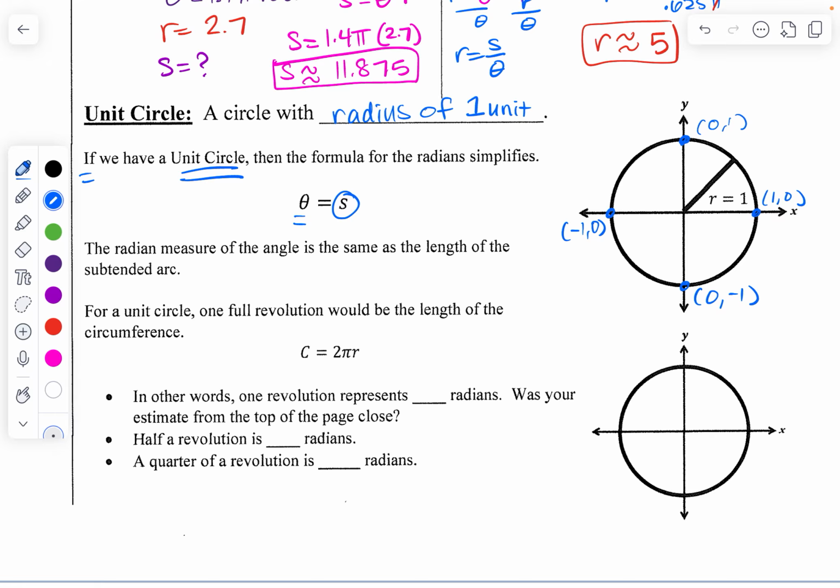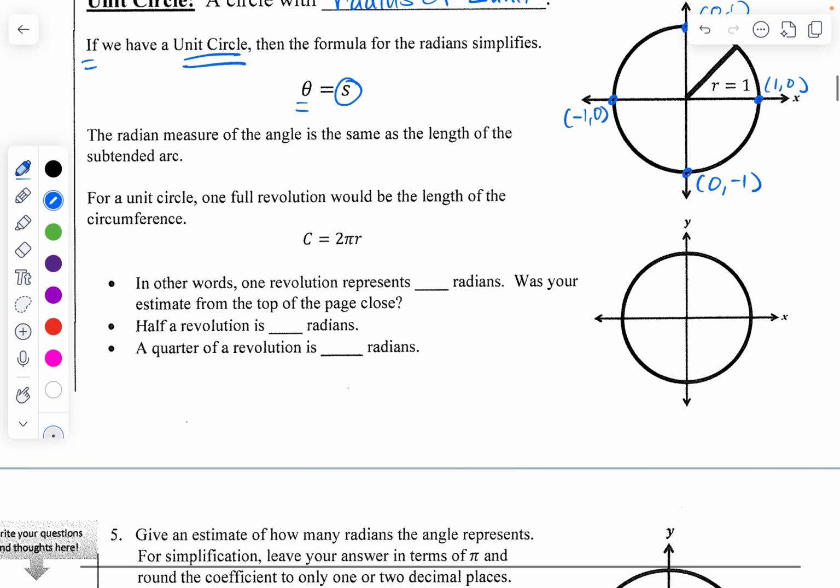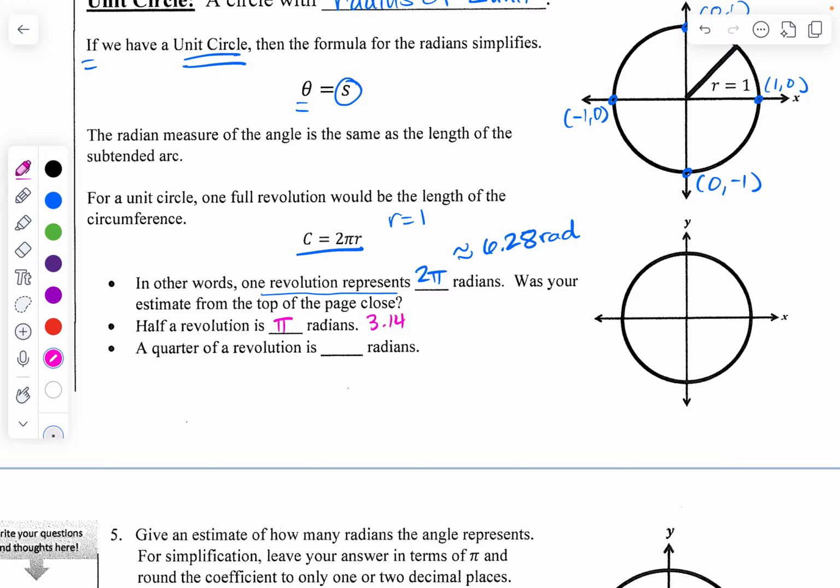With that said, let's move on. This is really important to remember with a unit circle. The circumference is 2 pi r, and if r equals 1, then the circumference, or 1 revolution, represents just 2 pi radians, which is approximately 2 times 3.14, or 6.28 radians. Was this your estimate from before? I hope it was, because we did that in class. That means half of the revolution is 3.14, or pi radians, and a quarter of the revolution is half of that, or pi over 2, which is 1.57 radians.